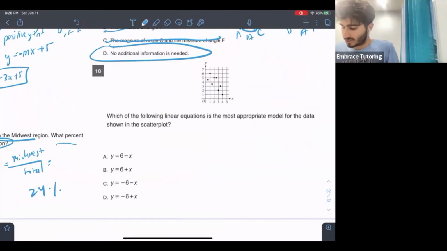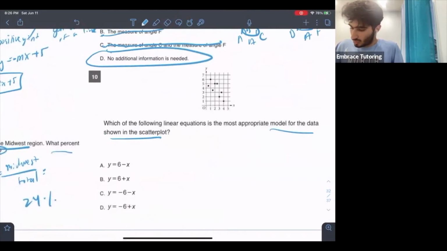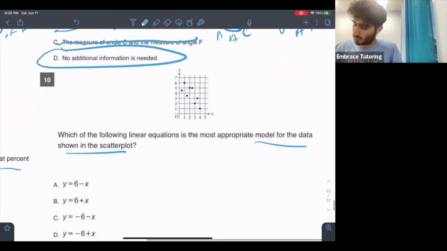Which of the following linear equations is the most appropriate model for the data shown in the scatter plot? So you know that it has to be a line with negative slope, right? Because it's going downwards.